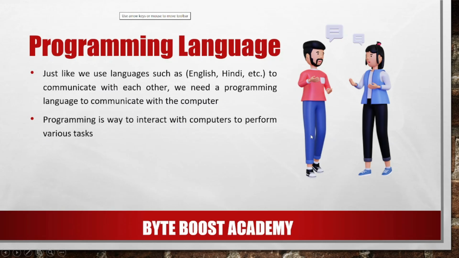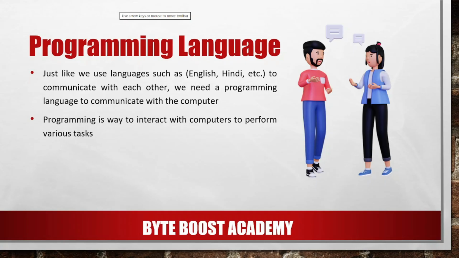Okay, so first let's start from the beginning about a programming language. As we communicate with each other, with our friends, our relatives, our colleagues, we use a language so that we can understand their feelings, their emotions, anything. But when we try to communicate with a computer, we need a programming language. So we can say that programming is a way to interact with a computer to perform various tasks.